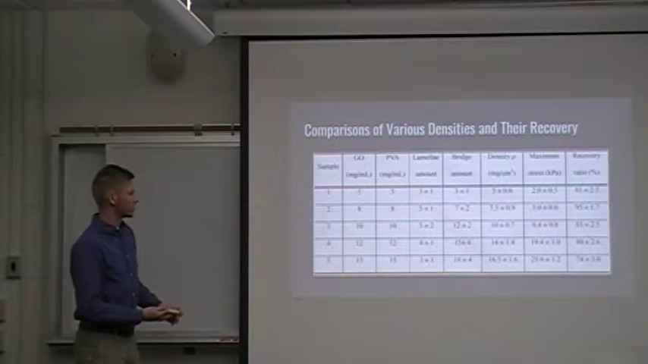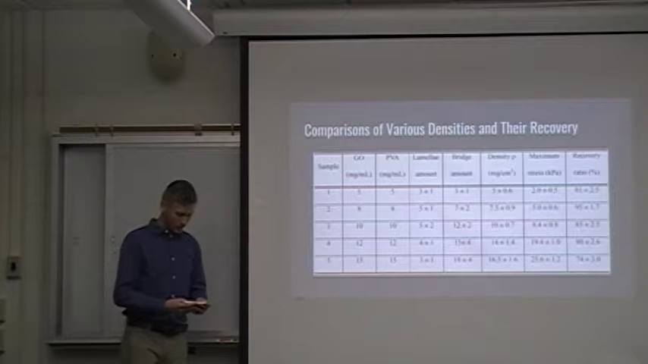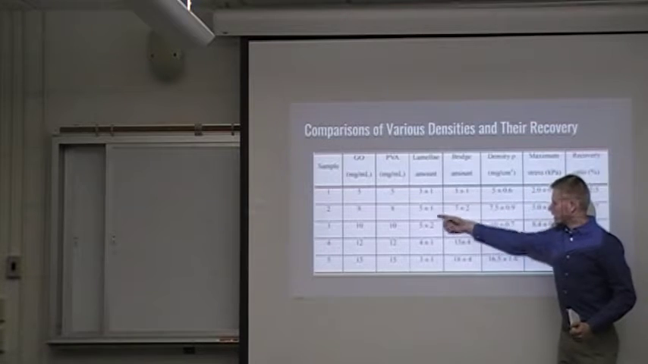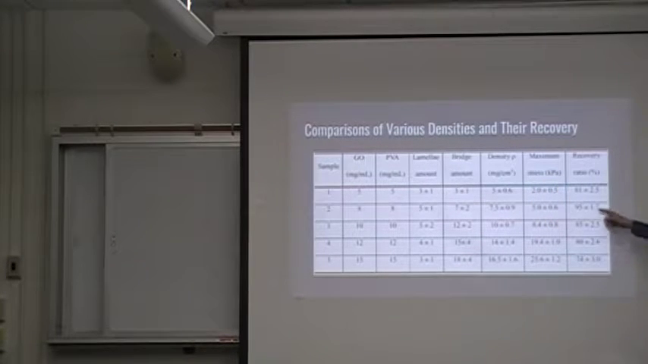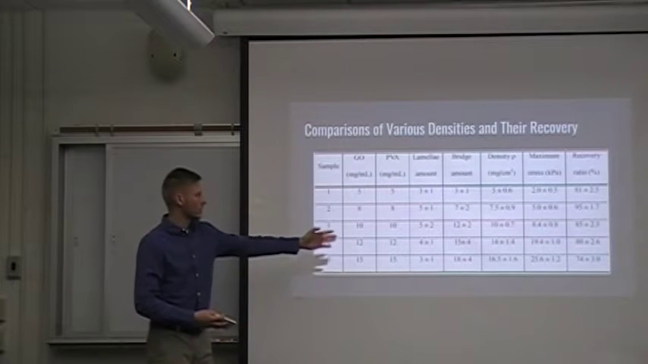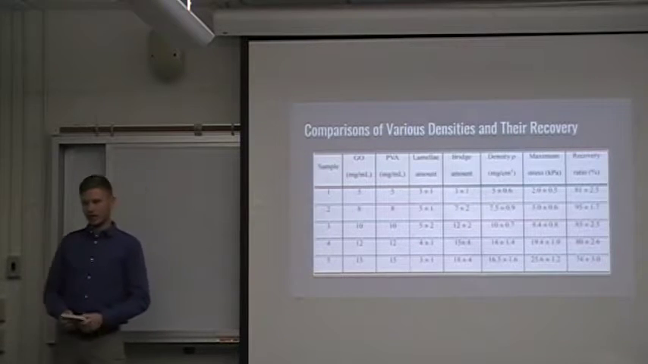So this chart shows comparisons of various densities and the recovery. Notice how, once again, the lamellae increase and then decrease, and the recovery ratio is at 95% at 8 to 8 ratio. Recall from the previous slide that the 8 to 8 is the ideal as far as recovery. And notice how as the density goes up, it can take more stress, but it will not recover as well.